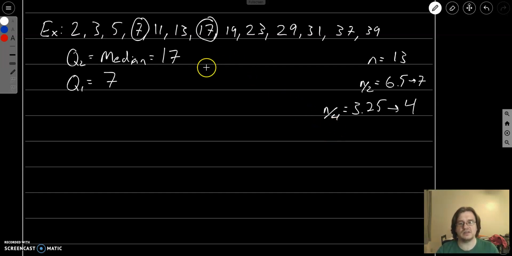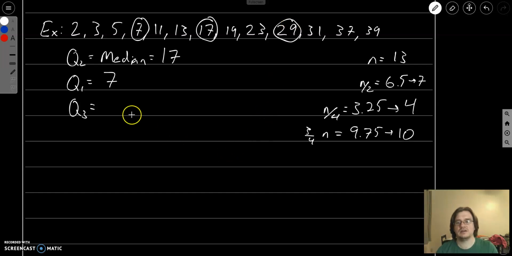Lastly, we want the third quartile. So what we'll do is we'll take 3/4 of 13. So 3/4 of n will be 9.75, and when we round up, we'll get the 10th number in our list. 1, 2, 3, 4, 5, 6, 7, 8, 9, 10. So Q3 will be 29.